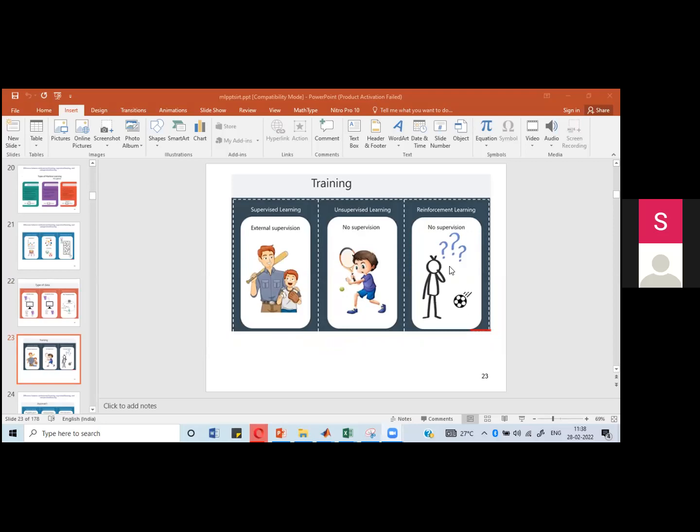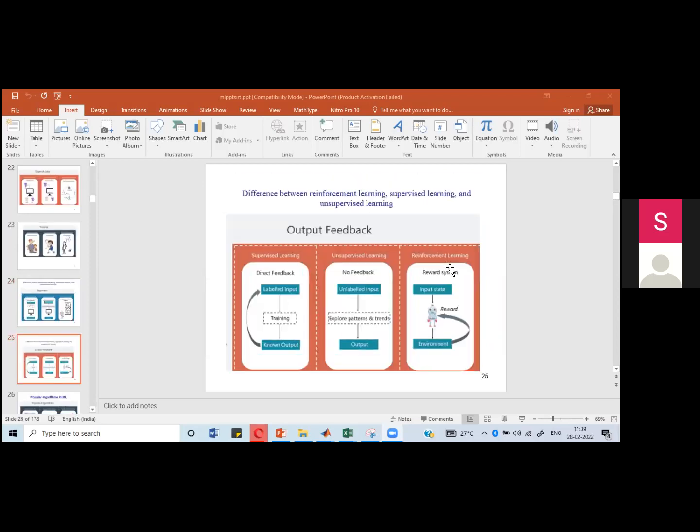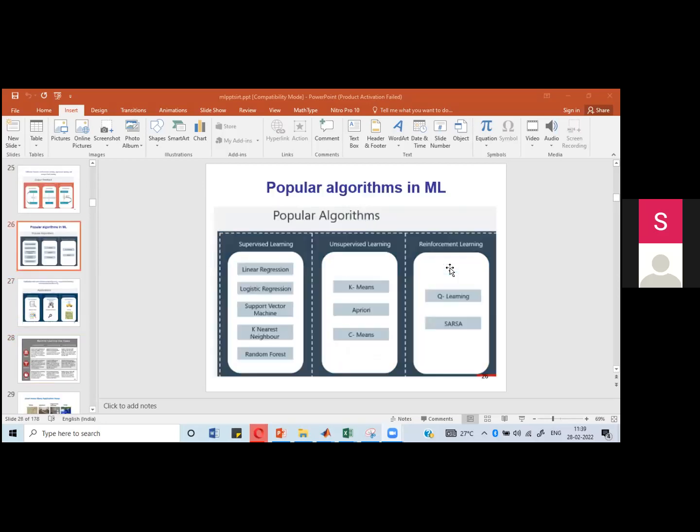You have data only, and you have to choose the best class for yourself. Basically, if you come to the application, popular algorithms in machine learning or artificial intelligence: for supervised learning, so many algorithms are there, like linear regression, logistic regression, support vector machine, nearest neighbor, random forest. For unsupervised, k-means, c-means. For reinforcement learning, Q-learning and SARSA are there.